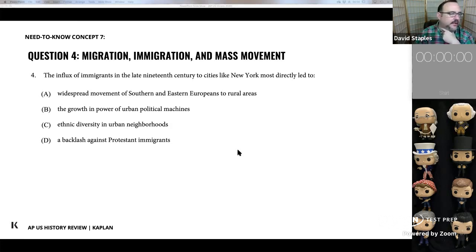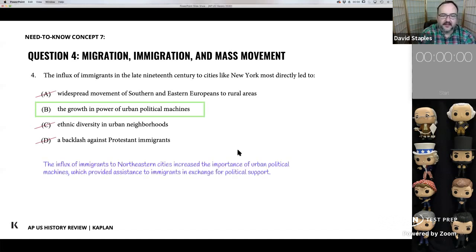Okie dokie. Yes, you guys nailed this one. Indeed, it is the growth of the urban political machines. That is what the influx of immigrants is going to lead to. Because like we just mentioned, they provided jobs or living places and connections and things like that. And so then they ended up voting for those people, and then those people rose to power through less than ideal means. So. All right.